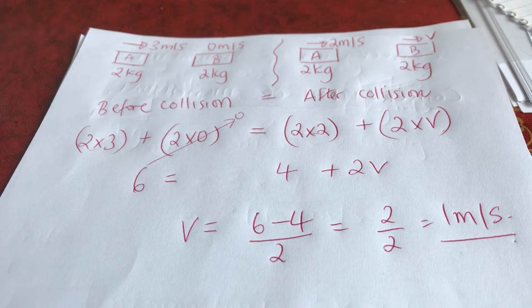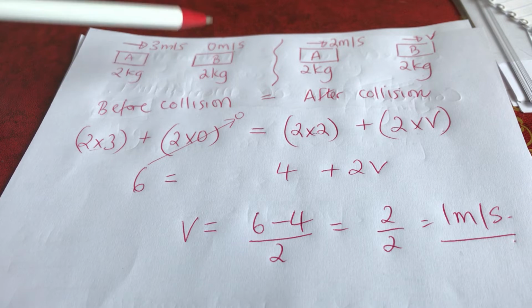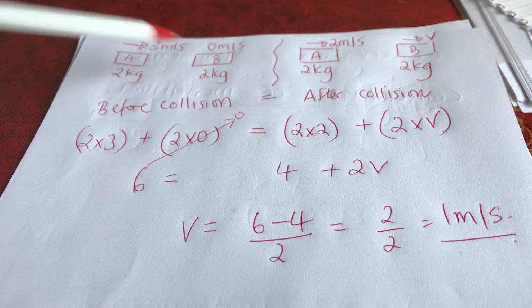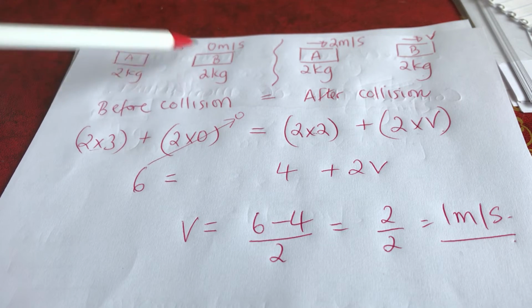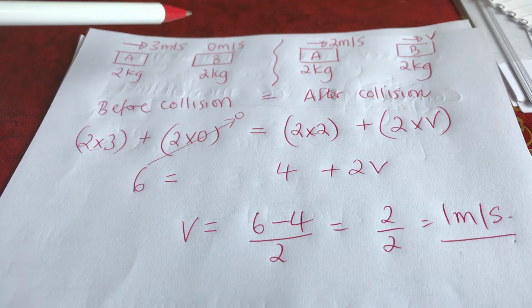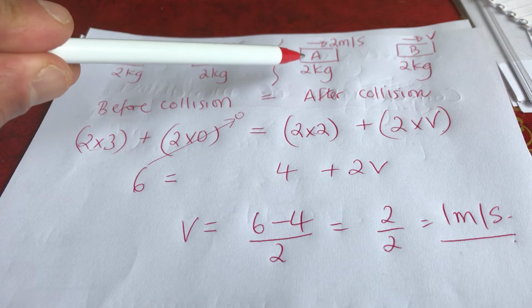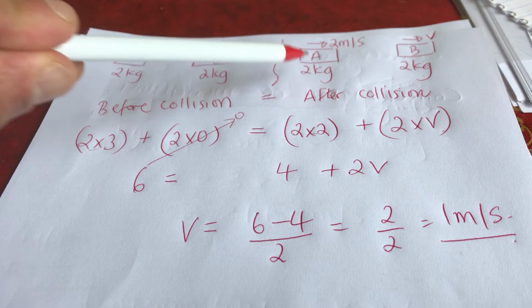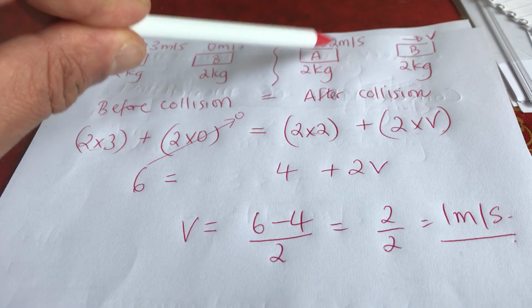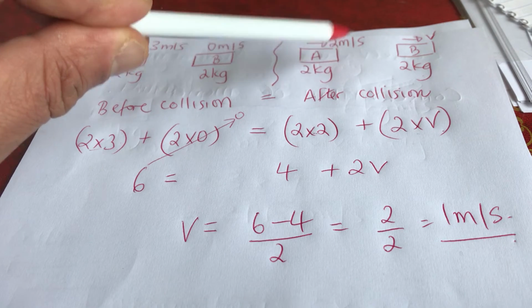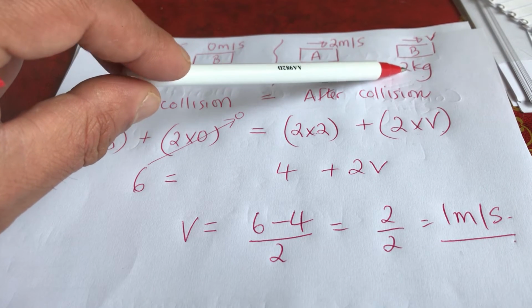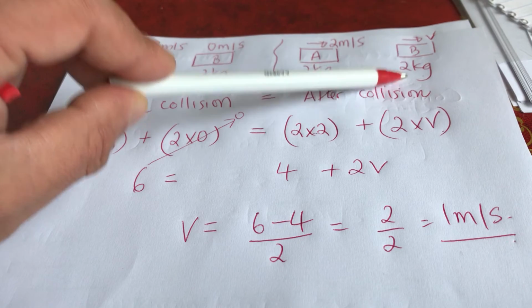So let's just make sure what we have understood so far. If you have a situation where 2 objects strike into each other, like A striking into B, after collision we assume that the mass of this object is still 2, and it has a velocity of 2 meters per second. We don't know the velocity of this object here, but we need to calculate it.